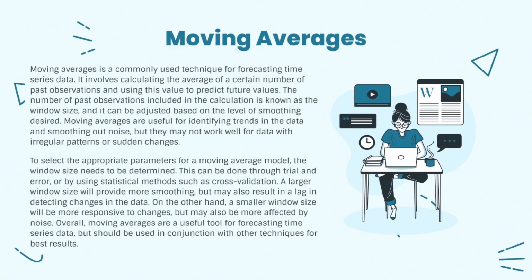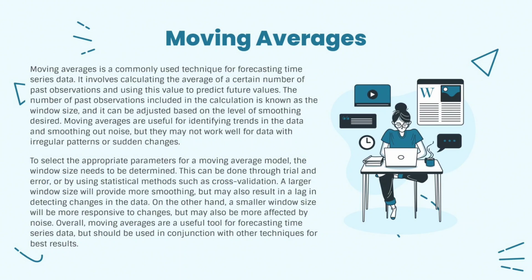data. Moving averages. Moving averages is a commonly used technique for forecasting time series data. It involves calculating the average of a certain number of past observations and using this value to predict future values. The number of past observations included in the calculation is known as the window size, and it can be adjusted based on the level of smoothing desired. Moving averages are useful for identifying trends in the data and smoothing out noise, but they may not work well for data with irregular patterns or sudden changes.